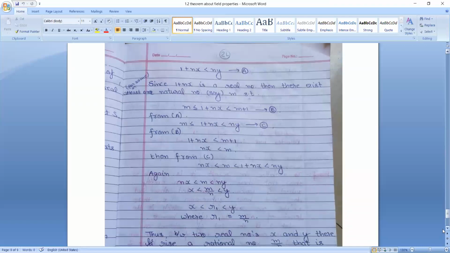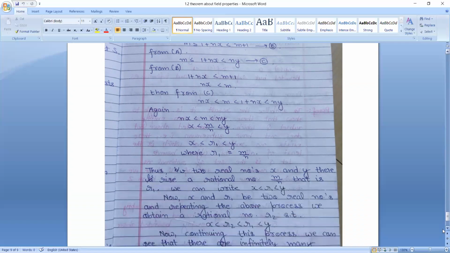Since 1 plus nx is a real number, there exists at least one natural number, say m, such that m is less than or equal to 1 plus nx, which is less than m plus 1. From it, m is less than or equal to 1 plus nx, which is less than ny. This is equation second. Again from it, 1 plus nx is less than m plus 1, so nx is less than m. Then nx is less than m is less than ny. It can be written as x is less than m by n is less than y.